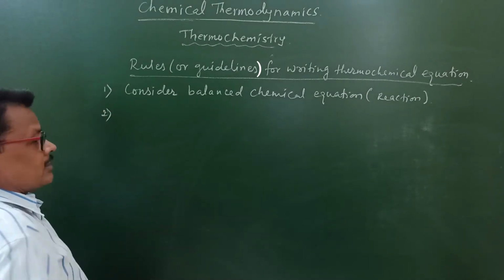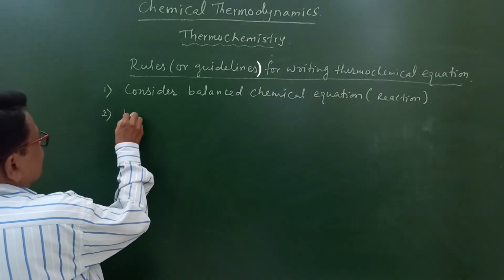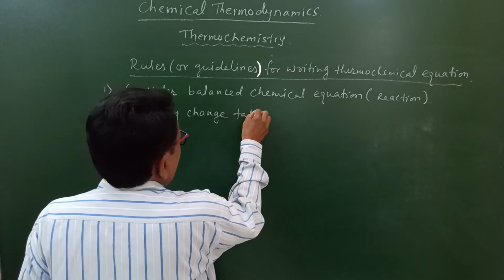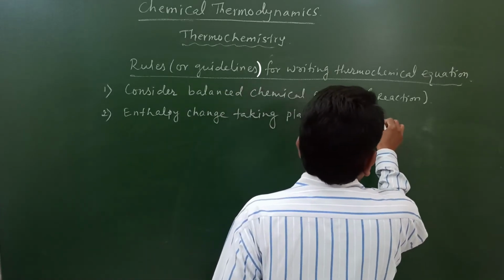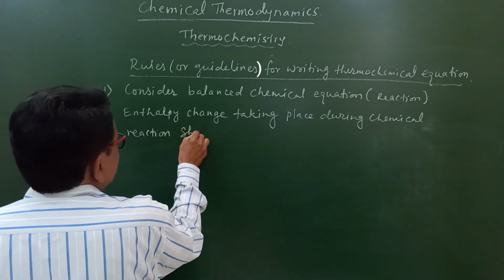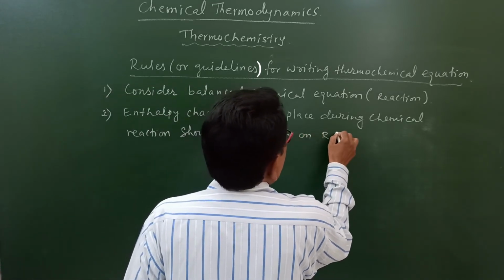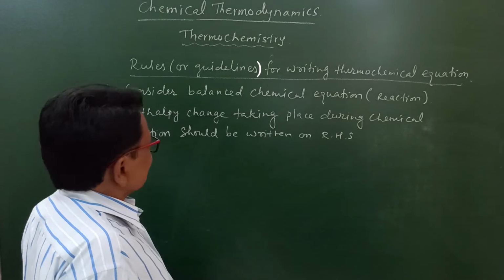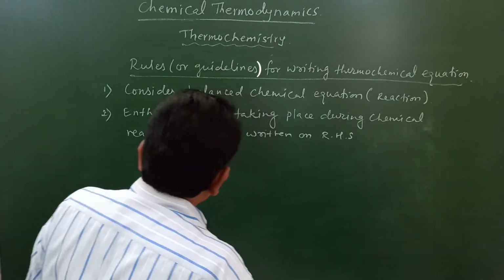Number 2: the enthalpy change taking place during the chemical reaction should be written on the right hand side, RHS, of that equation. First rule, consider the balanced chemical equation. In the second rule, the enthalpy change taking place during the chemical reaction should be written on the right hand side of that chemical reaction.